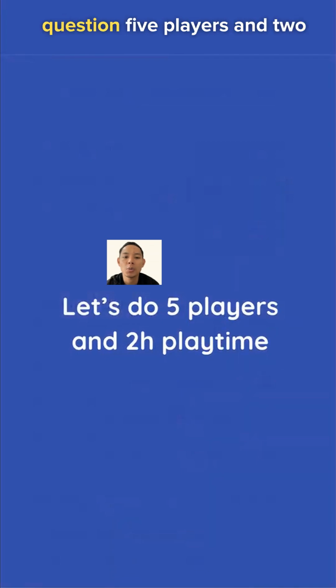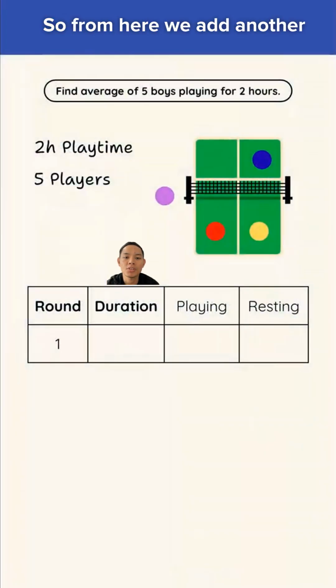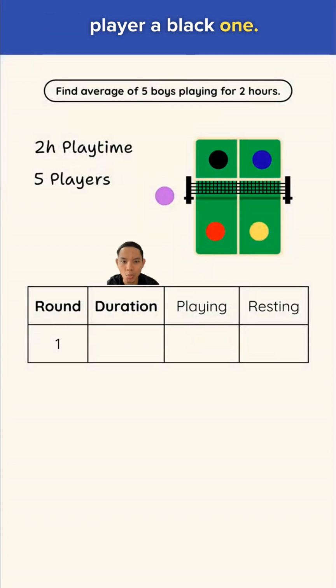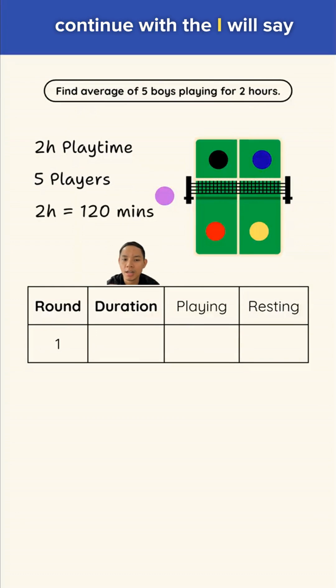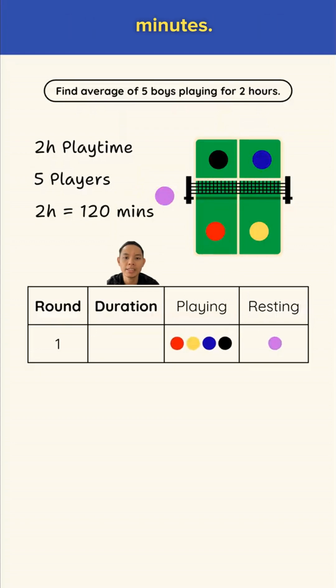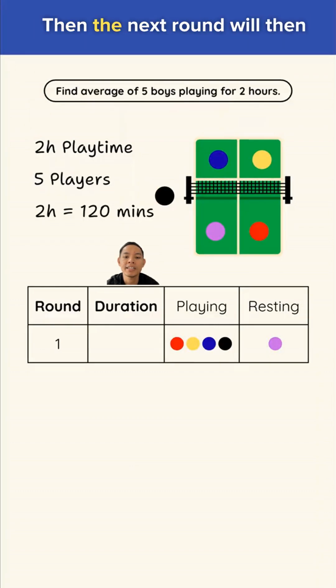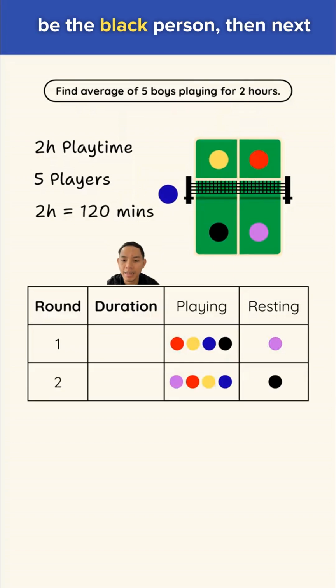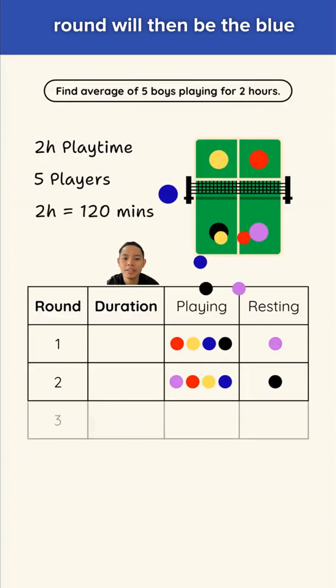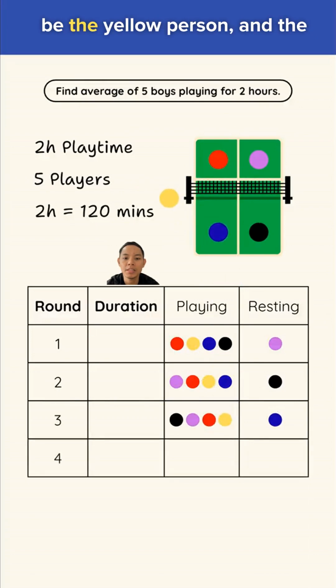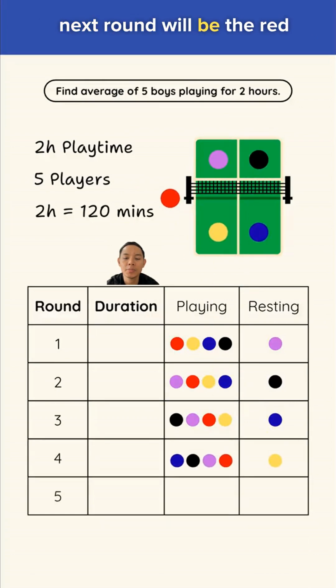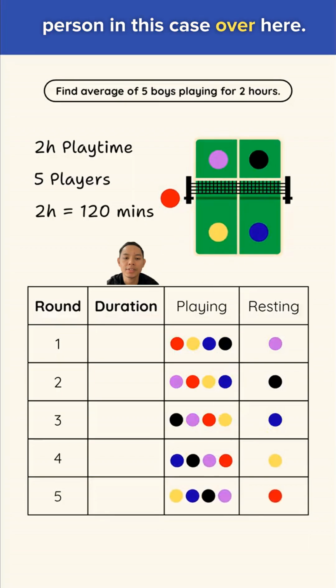Now we go back to our question: 5 players and 2 hours of play time. From here, we add another player, a black one. We will continue adding into the table. 2 hours will be 120 minutes. Playing will be 4 players, in this case red, yellow, blue, and black, and then resting will be purple. Then the next round the resting person will be black, then the next round will be blue, and the next round will be yellow, and the next round will be red.